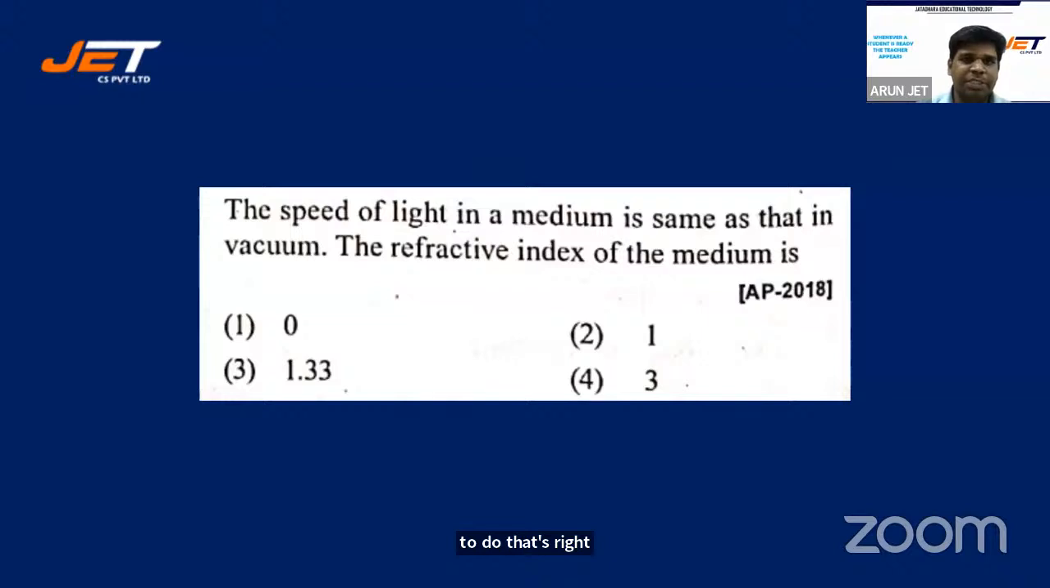Taruni, it cannot be 3 because he says the speed of light in the medium is same as that in vacuum. What is the refractive index? Speed of light in vacuum by speed of light in the medium, C by V. But V is equal to C here. So C by C is 1. So it's option 2. Option 2 is right. Gayatri, Ruchita, Shashank, Hashini, Kritika. Good. Taruni, Lali, that's all. You're all right. Good.